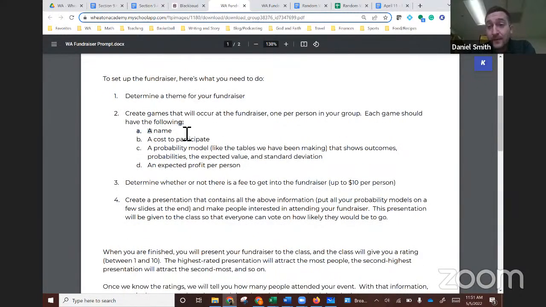Your game will have a name. What's the name of your game? How do you play it? There will be a cost. How much does it cost to play your game? 50 cents, $10? You will build a probability model that shows the outcomes, the probabilities, the expected value, and the standard deviation. You design your game, you build the model for it so that you can calculate your expected value and standard deviation. And then lastly, the expected profit per person. That just takes into account maybe a cover charge or how much each game costs, etc.